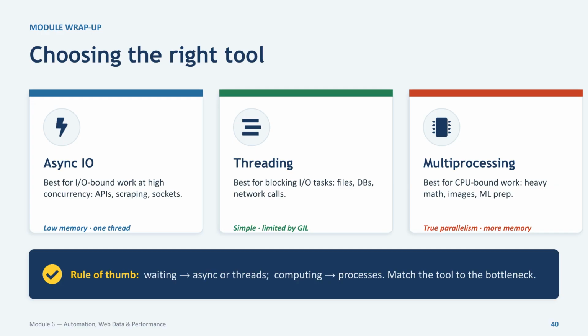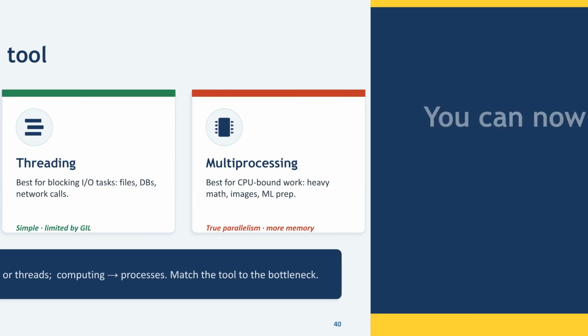Wrapping up, choose your tool based on the bottleneck. If you are waiting, use async I/O for high concurrency or threading for simplicity. If you are computing, use multiprocessing. Match the tool to the problem to ensure your code is both fast and efficient.